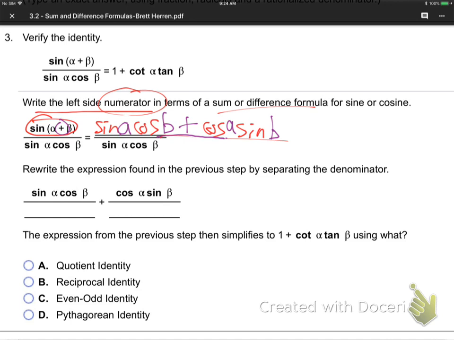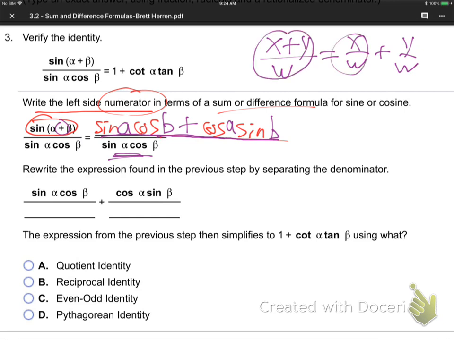And then they're saying, look, if this is all the numerator over this denominator, you can just break it up into two separate ones. It's kind of like if you had x plus y all over w. You could make it x over w plus y over w. Get the idea? That'd be okay to do, wouldn't it? If you have one big fraction, you could break it up into two separate fractions with the same denominator. Well, that's what they're going to say to do now.